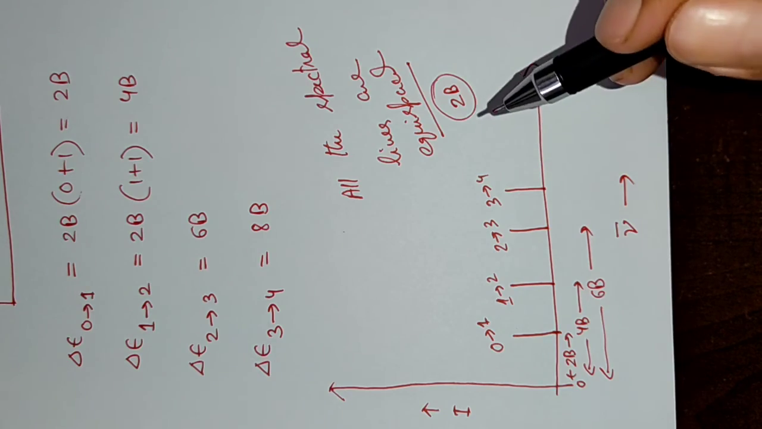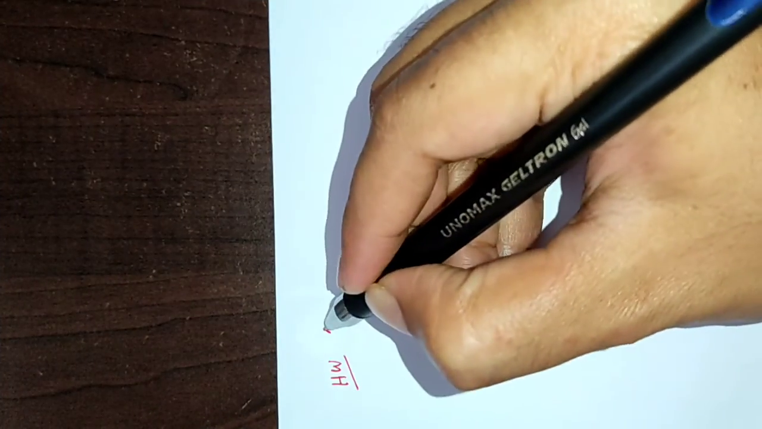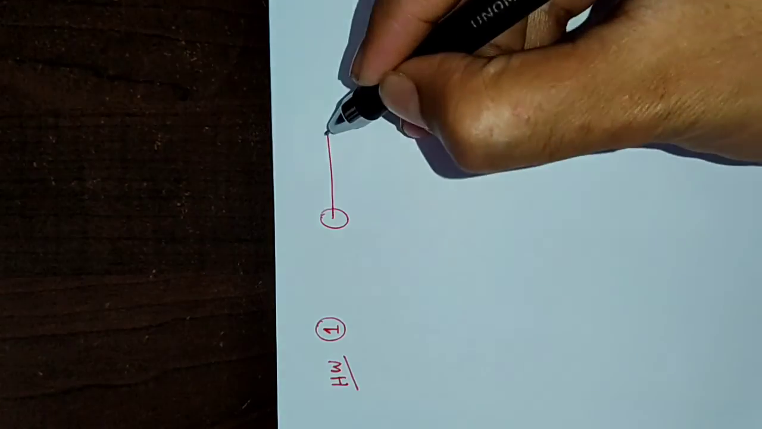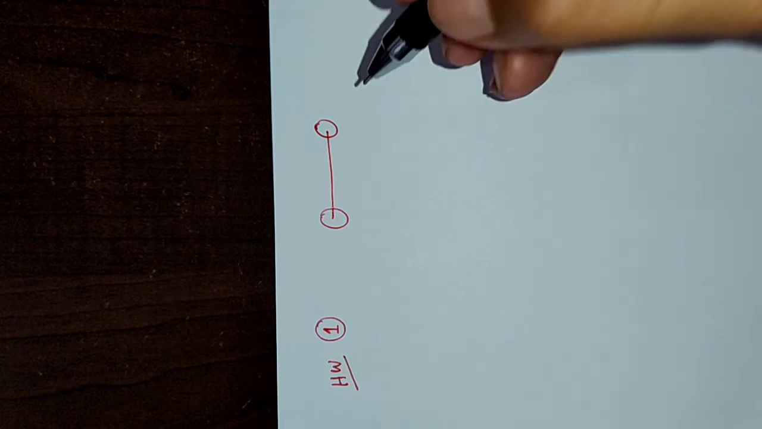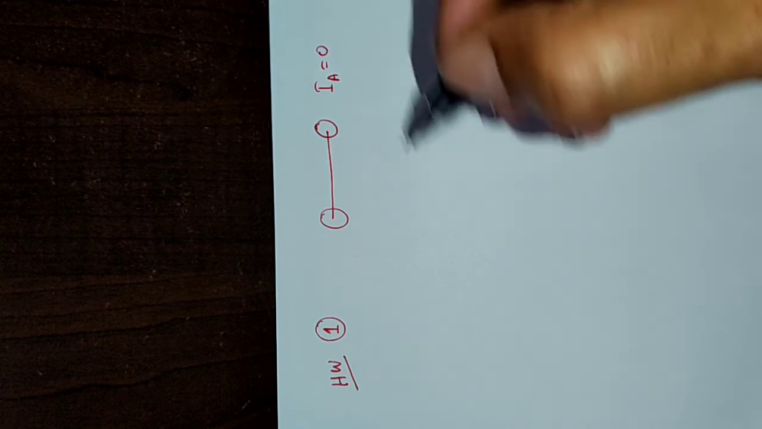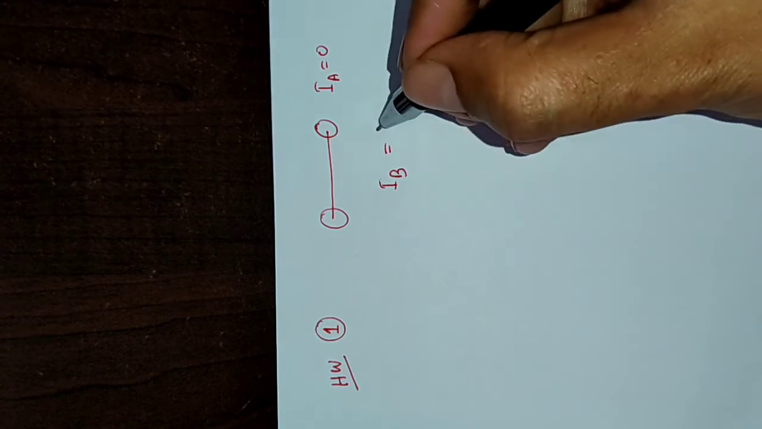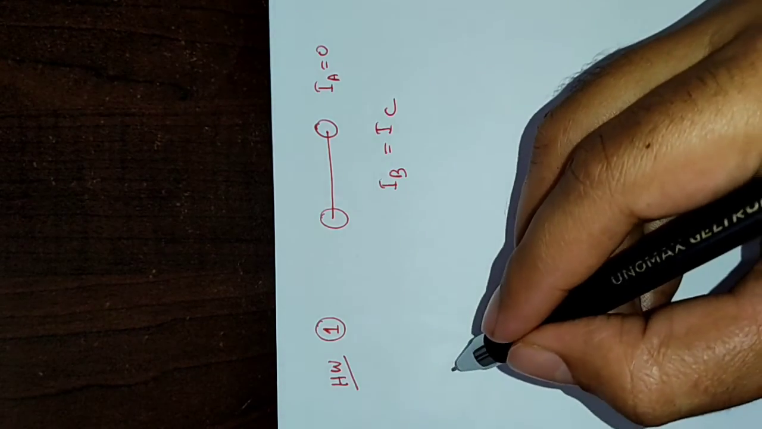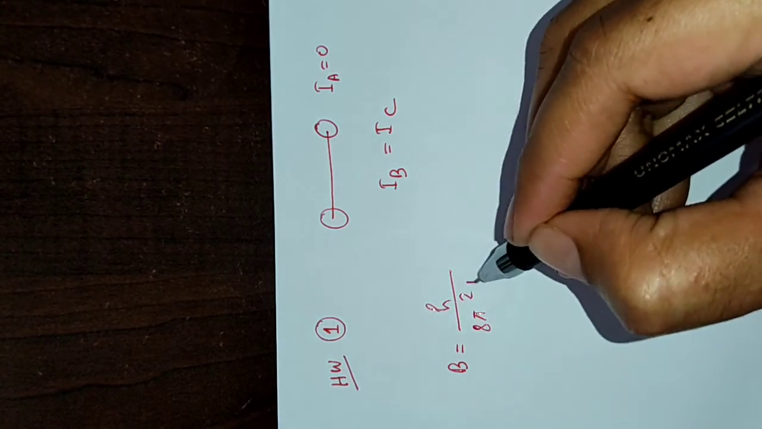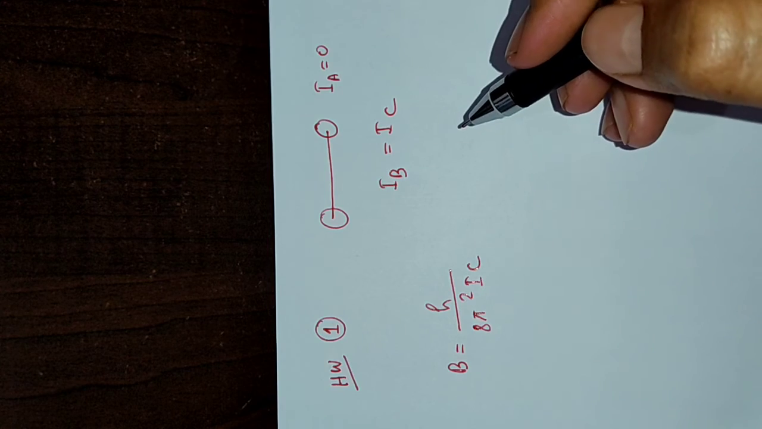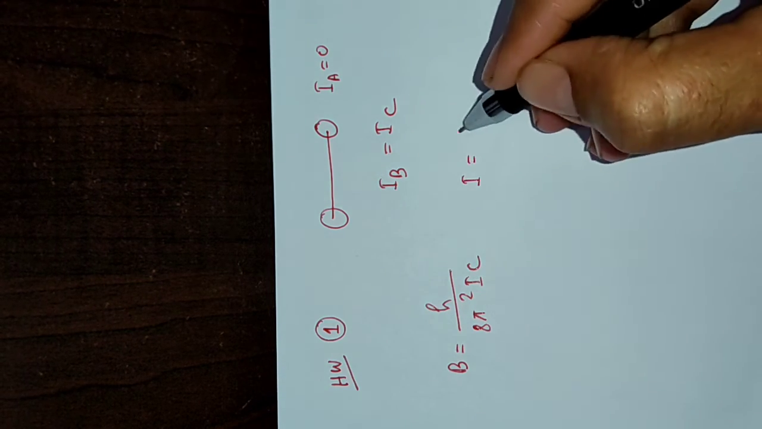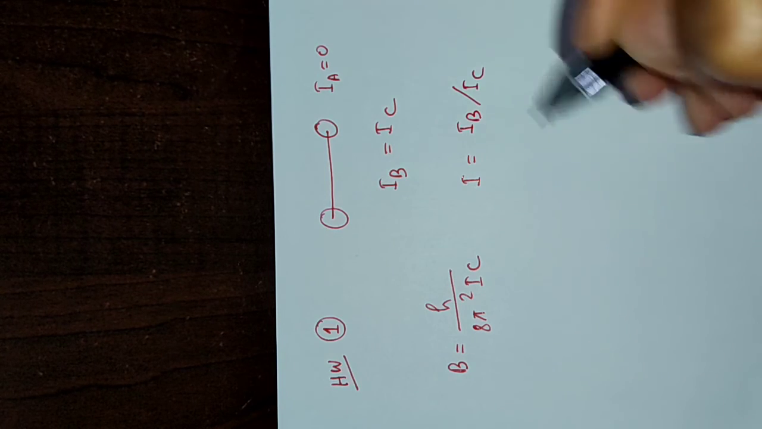So what will be the homework? For a rigid diatomic molecule, I have already discussed that IA will be 0 and IB equals IC. Now in the equation, B equals h upon 8 pi square IC. What will this I represent? This will represent either IB or IC.